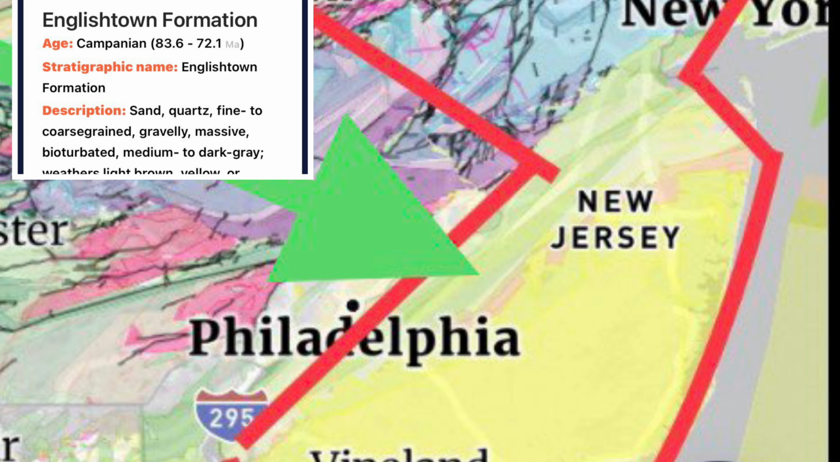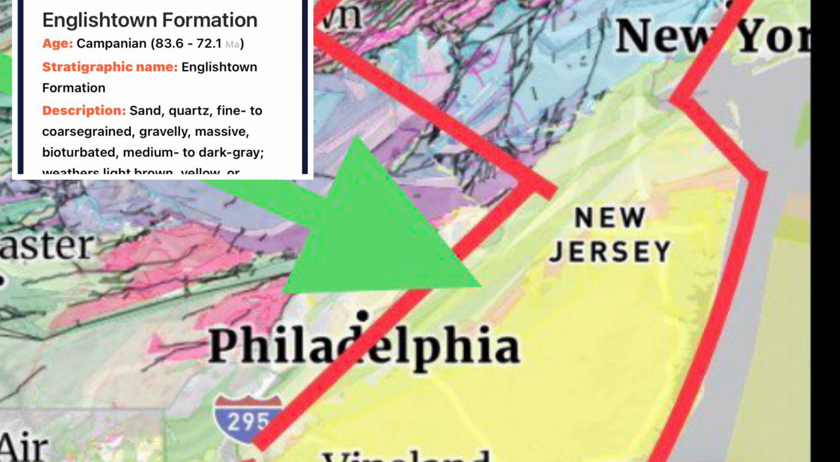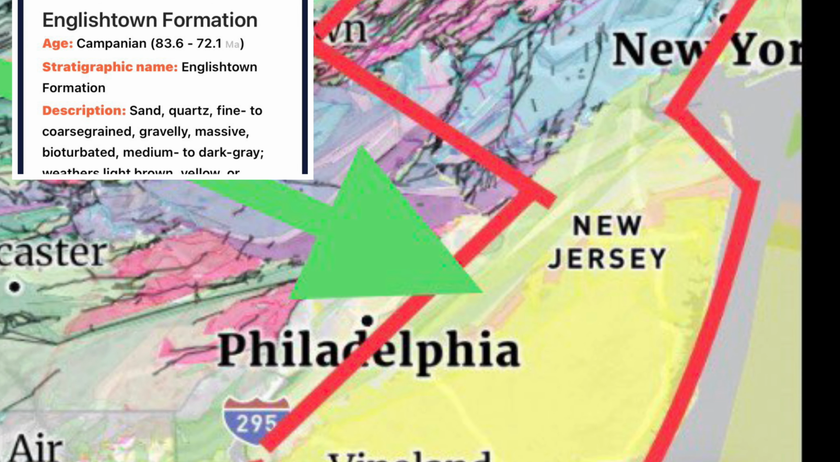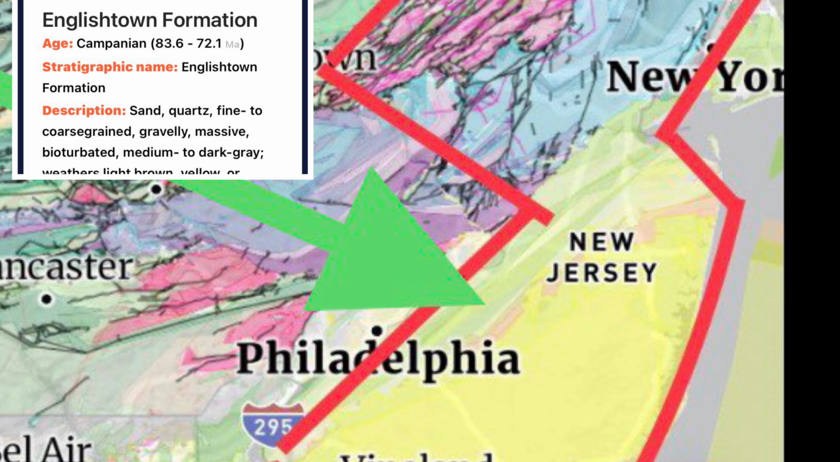If we look at this green color right next to the big yellow sandy coastal plain, it's more sand and clay of the coastal plain, the Englishtown Formation. The coastal plain represents areas where the sea has risen and fallen several times, depositing sand, silt, and also limey mud that will eventually become rocks like sandstone, shale, and limestone.